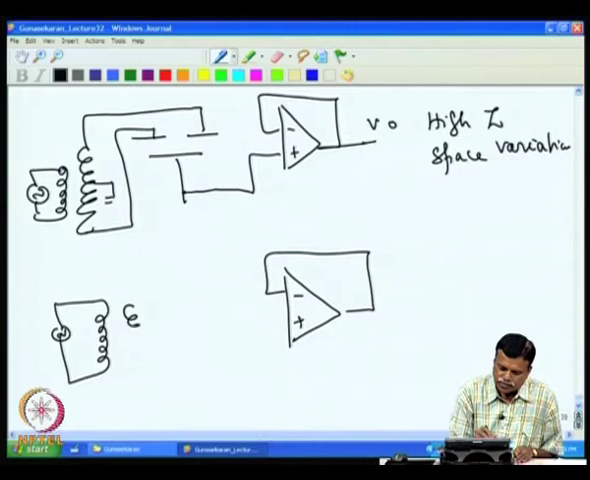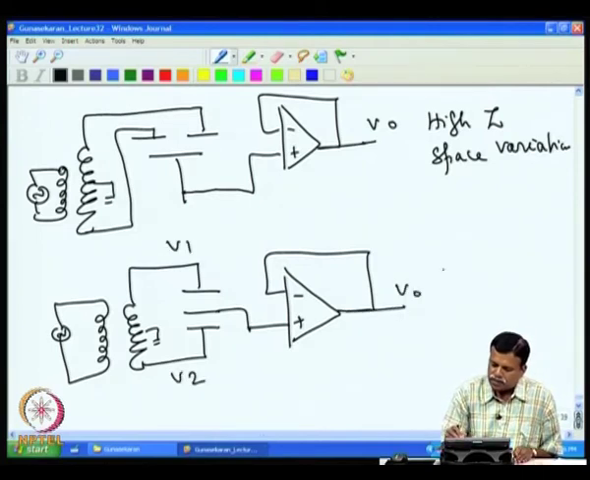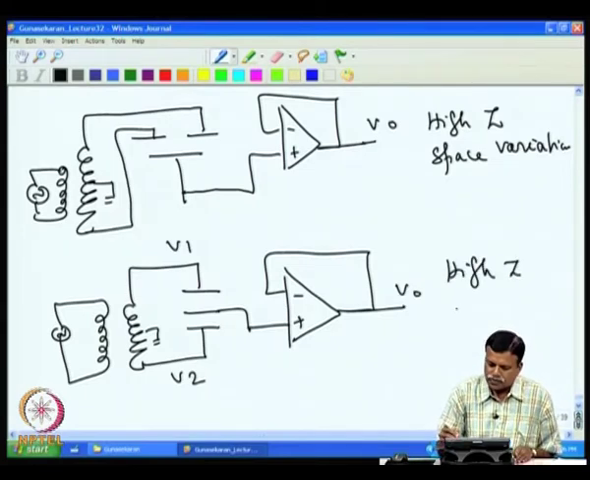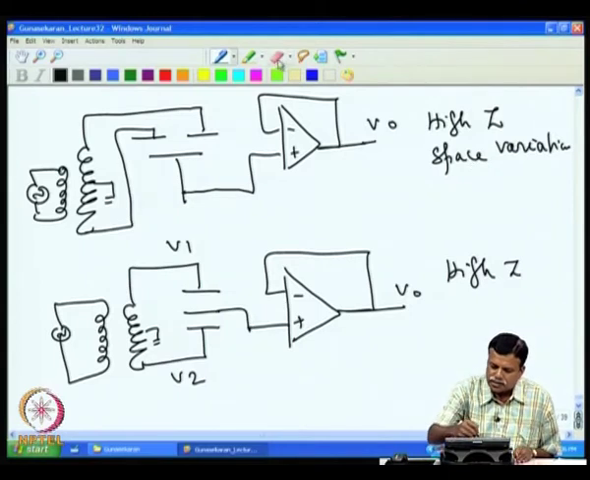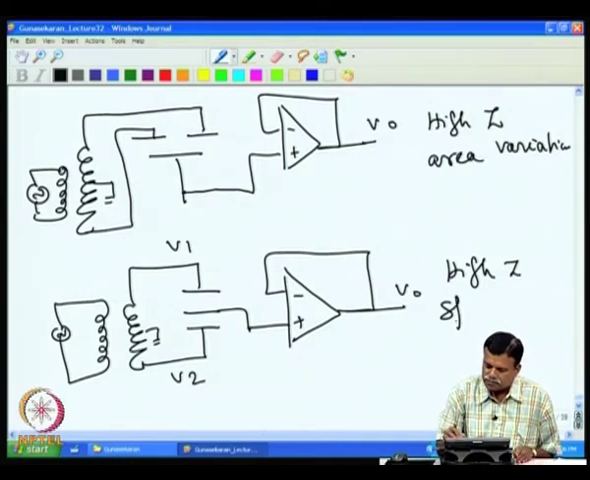You can have the same transformer, then we can have a space variation here, wherein this is connected here, and V1 and V2 are connected here, and then you get the output. This we call IZ, high impedance. This is IZ area variation, and this is IZ space variation.